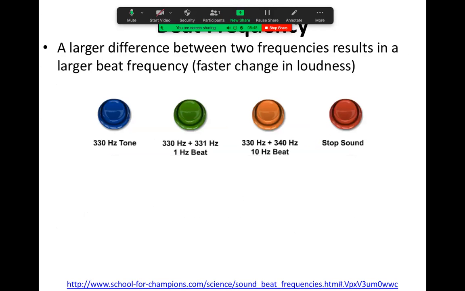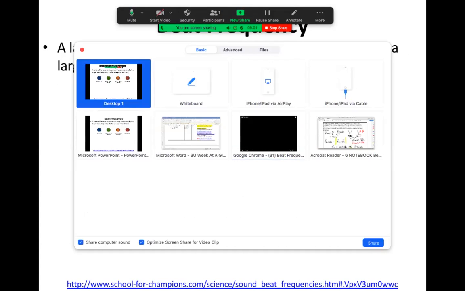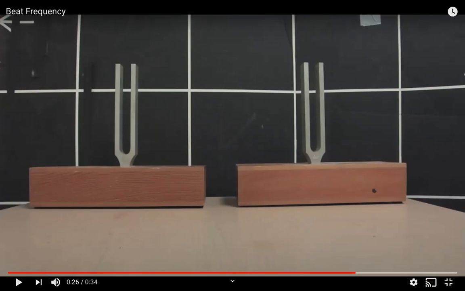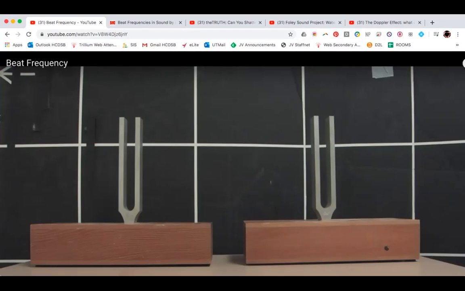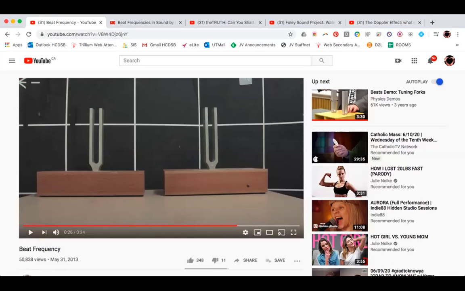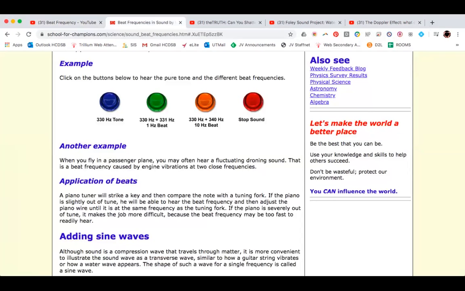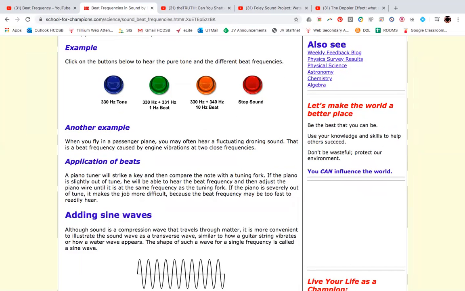So I'm going to show you another demo of beat frequency. Instead of using 2 tuning forks of slightly different frequency, we're going to use electronic tones. So let me just get to the website. Okay. So I'm really hoping that you see these 4 buttons.